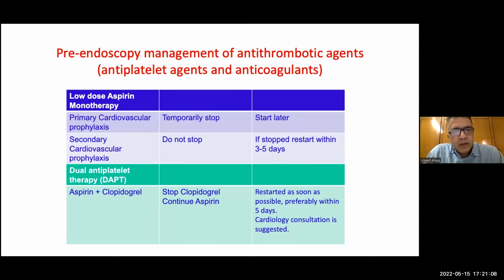Now, if the patient is on low dose aspirin monotherapy, what are you going to do before you take up the patient for endoscopy, and the patient is having a bleed? If the patient is on low dose aspirin monotherapy for primary cardiovascular prophylaxis, you can stop it easily and start it later. However, if the patient is on aspirin monotherapy for secondary cardiovascular prophylaxis, unless there is a major or massive bleed, do not stop. And if you have stopped it, you can restart within 3 to 5 days.